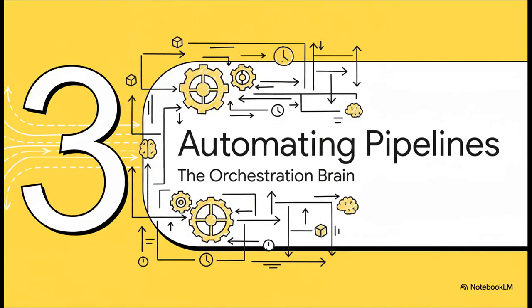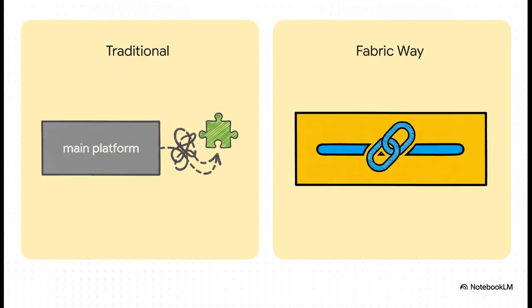Okay, so you've built these awesome data flows, but you're not going to run them by hand every day, right? Of course not. And that's where the next critical piece of the puzzle slots in. We're talking about pipelines, which really act as the orchestration brain for your entire setup in Fabric. Now, traditionally, you would have needed a whole separate tool, something like Azure Data Factory, to handle scheduling and automation. But the Fabric way is completely different.